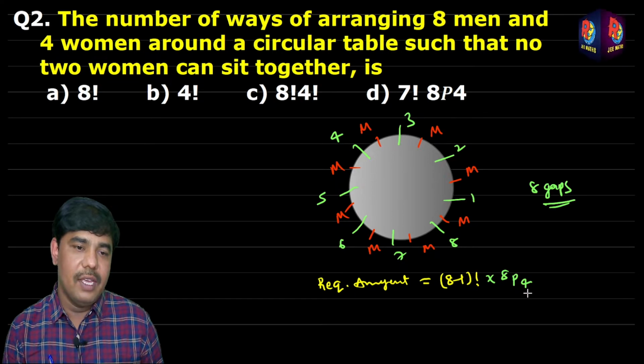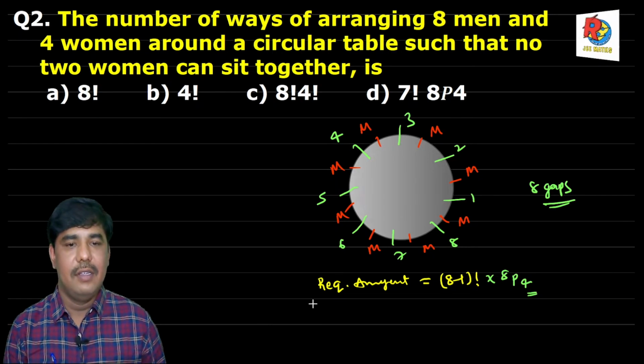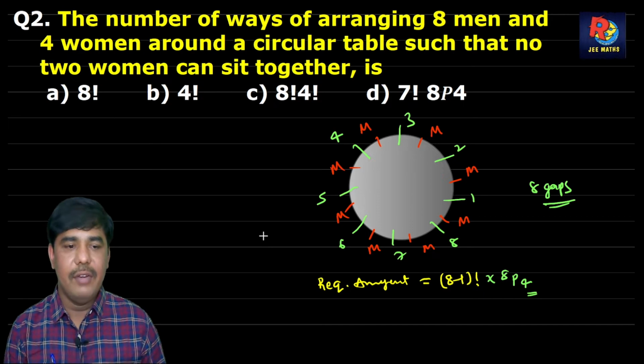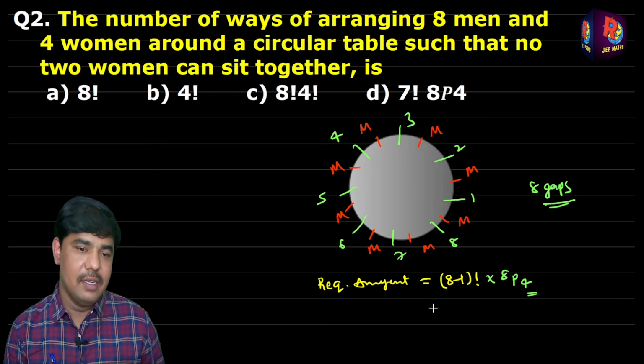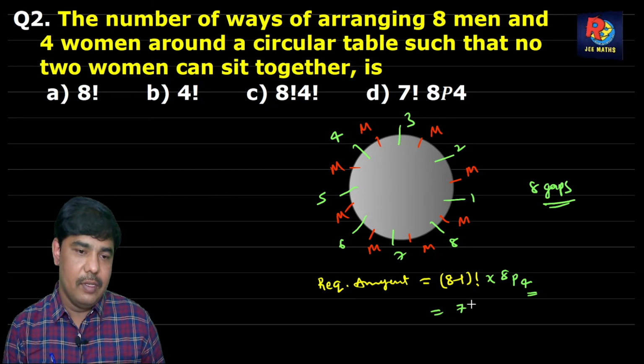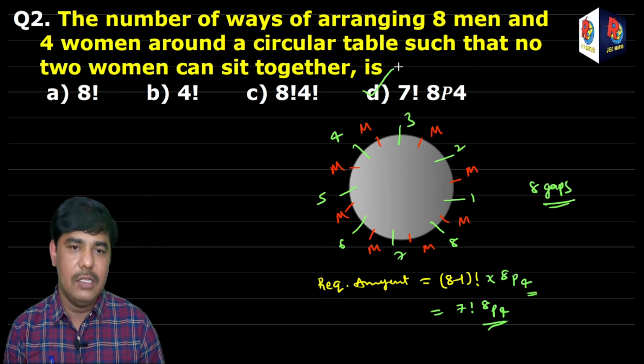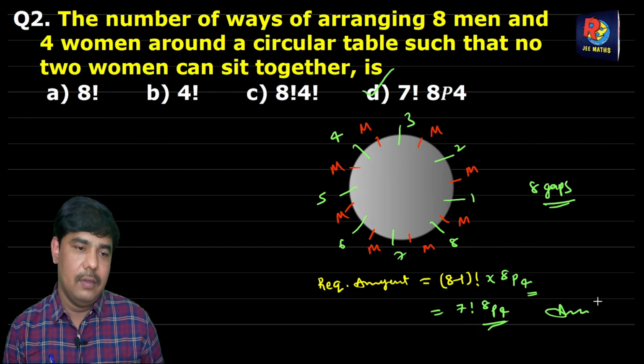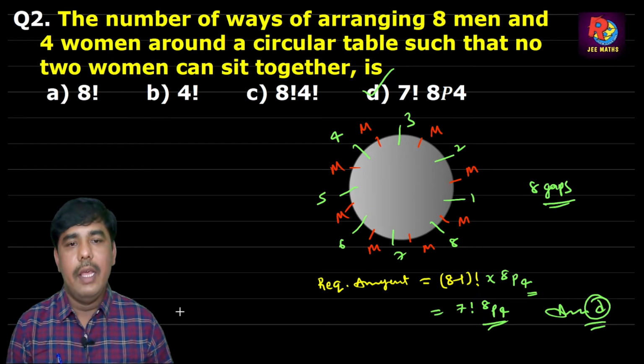If we arrange the 4 women, how many ways can we arrange? 8P4 ways. So in these 8 gaps, 4 women we need to arrange in 8P4 ways. So the required answer is 8 minus 1, that is 7 factorial into 8P4. So option D is the correct answer. Like this way we can arrange.